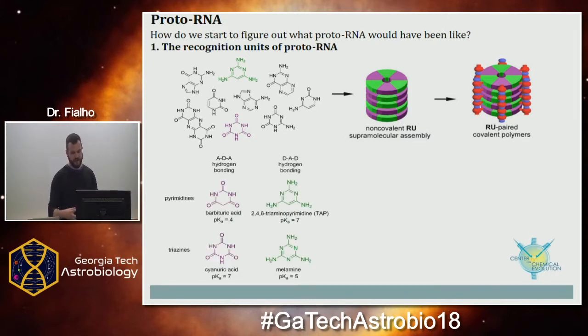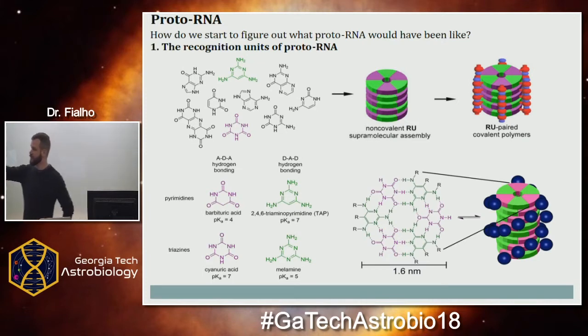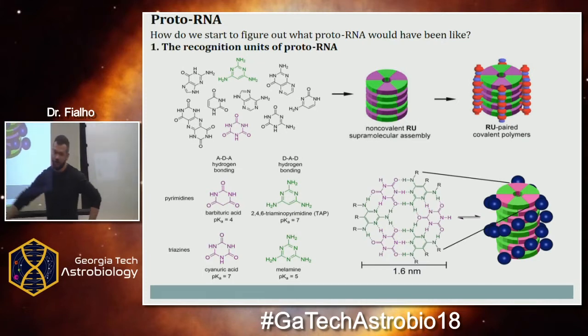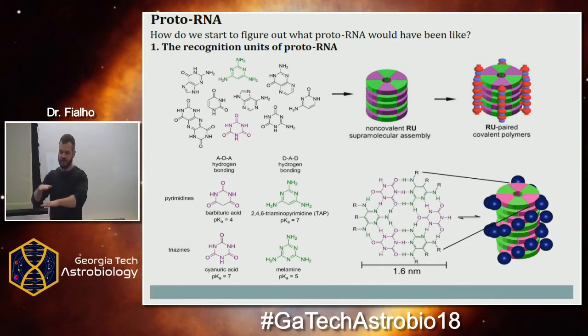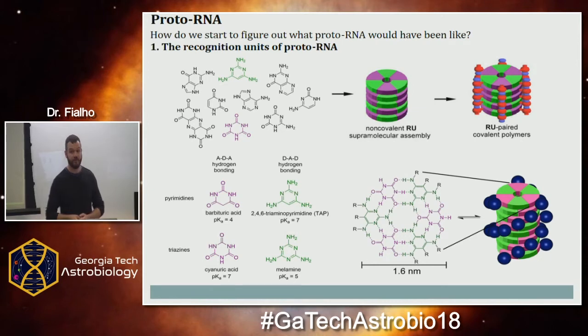Now, there are only certain heterocycles that will support a supramolecular assembly such as these, and these are the ones that we're most interested in: barbituric acid, TAP, triaminopyrimidine, cyanuric acid, and melamine. They form this hexameric structure, this hexad, which presents a very large stacking surface in water. And because of that, this hydrophobic surface allows them to stack on each other so that you hide most of the hydrophobic surface and you get this supramolecular assembly.